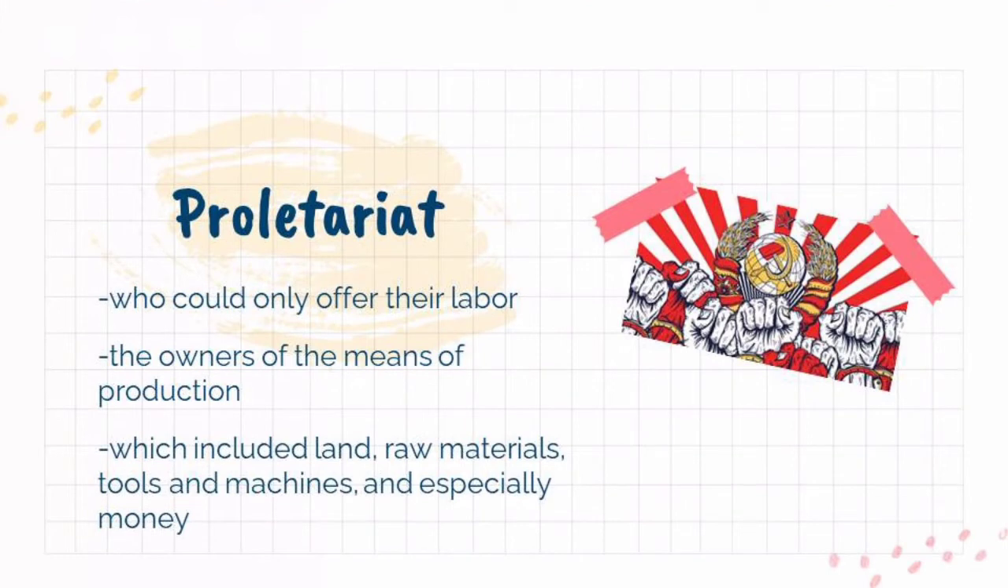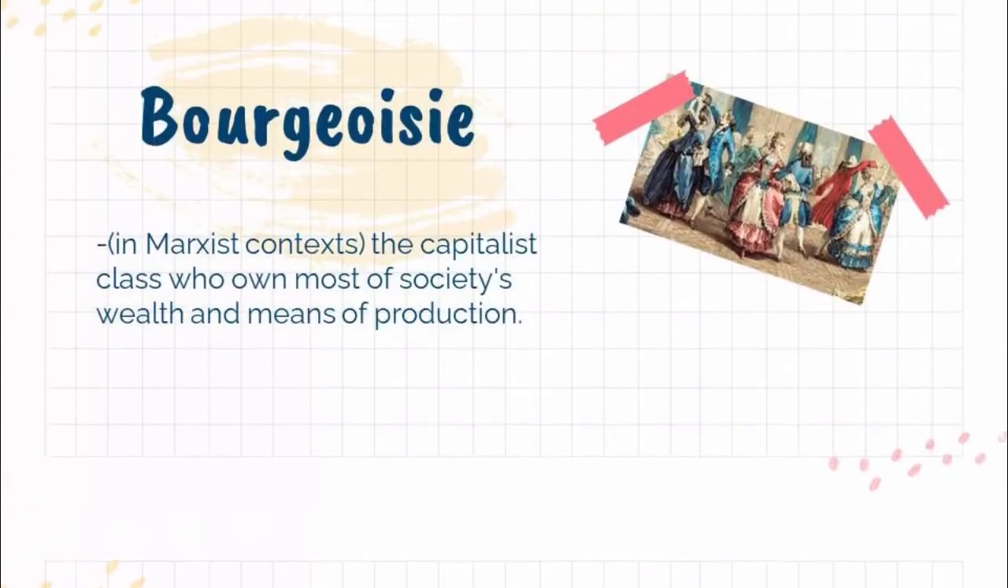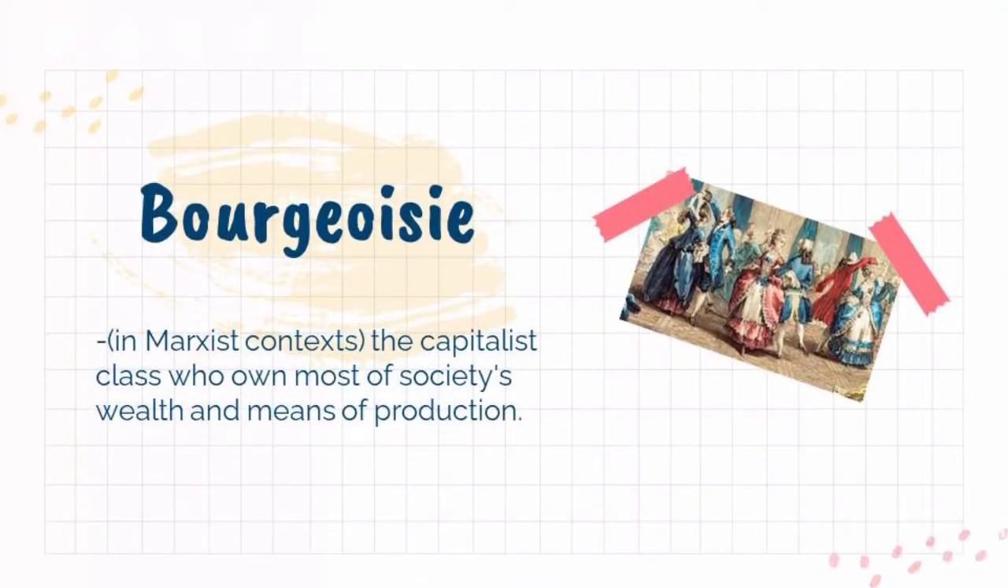Marx and Engels believed there was a class struggle between the masses, which Marx called the proletariat, who could only offer their labor, and the owners of the means of production, which included land, raw materials, tools and machines, and especially money. Karl Marx called the ruling class the bourgeoisie. Bourgeoisie, in Marxist context, is the capitalist class who own most of society's wealth and means of production.